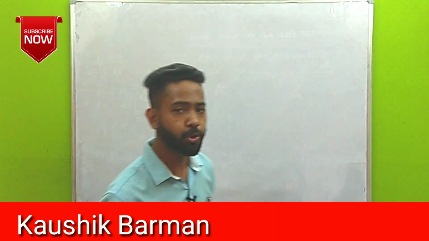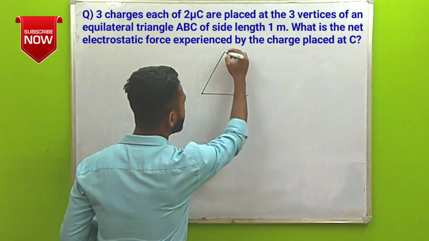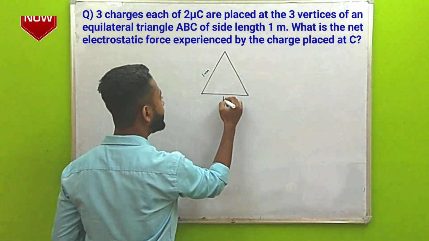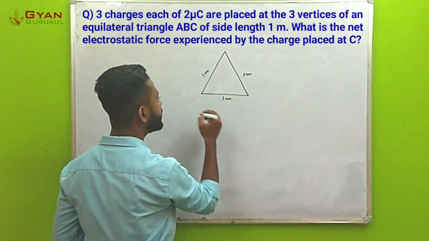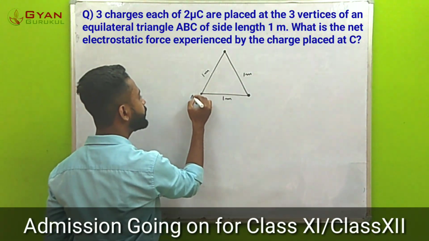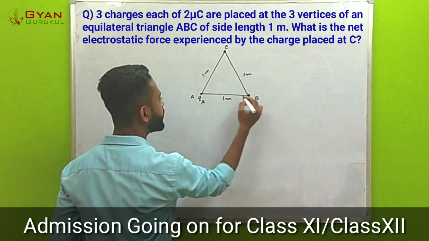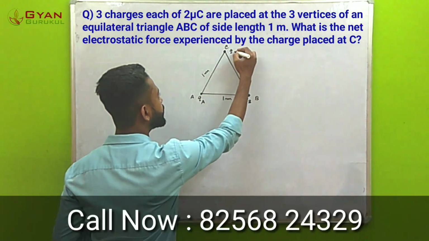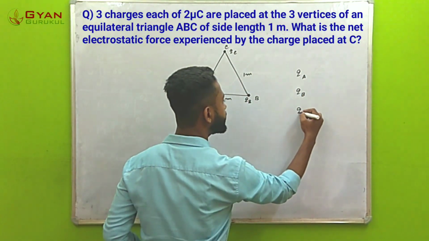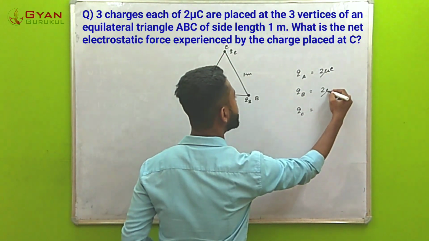Okay, so as given in the numerical, we can see that there is a triangle which is equilateral, having three equal sides, each of 1 meter, having three charges at the three vertices. Let me name the three vertices as A, B and C. Here is charge QA, here is charge QB, here is charge QC. The magnitudes of QA, QB, QC, which are respectively the charges, are 2 microcoulomb each.